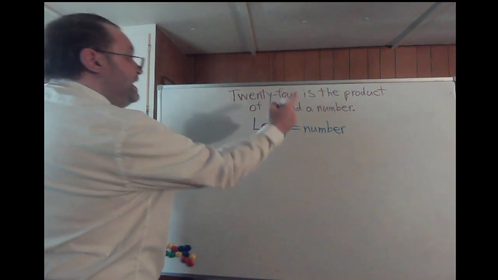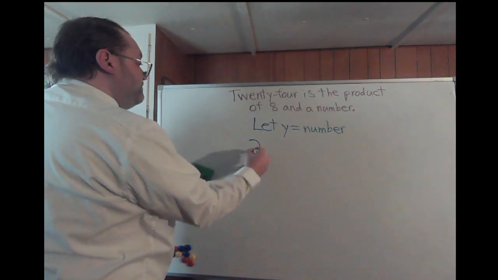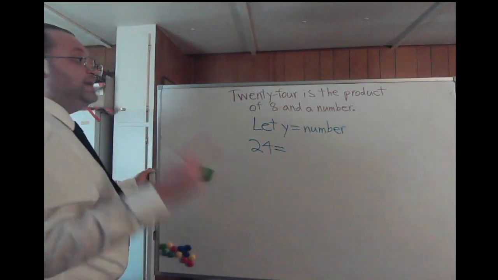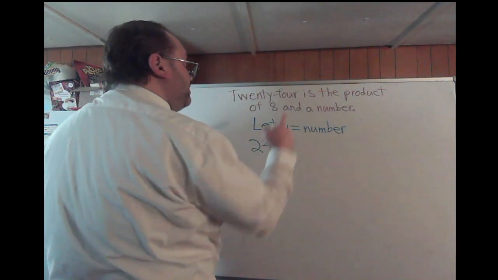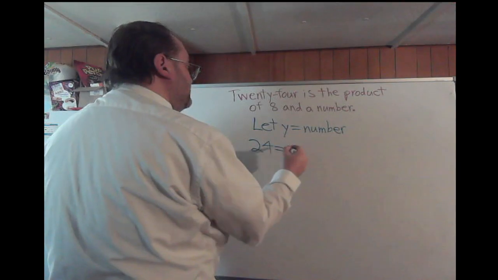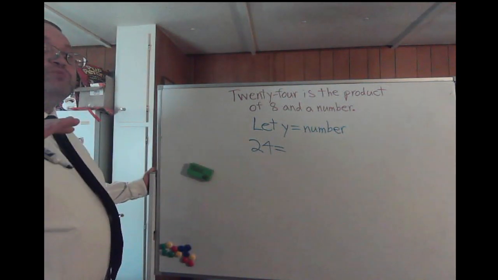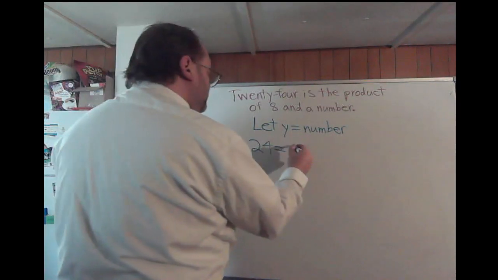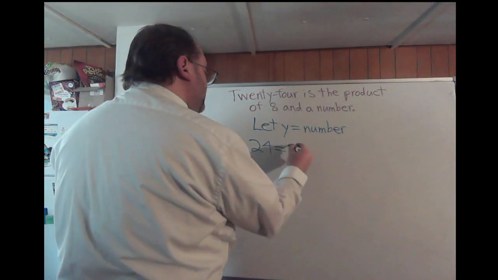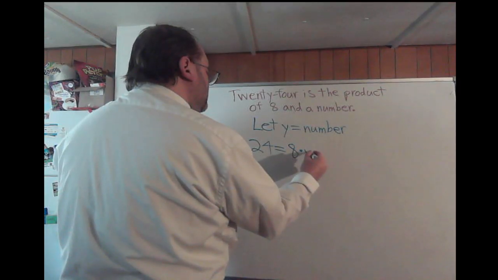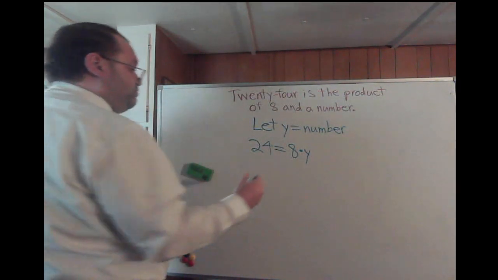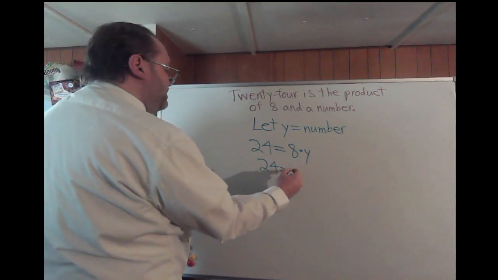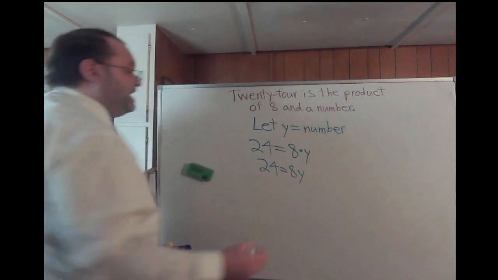Alright. So you have 24 is, which means equal to. 24 is equal to, is the product of 8 and a number. Whenever you see product, that means multiplication. So the product of 8 and a number means simply 8 times that number, which also means that 24 is just equal to 8y, because 8 times y is just 8y.